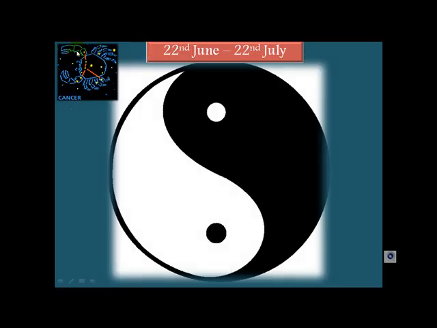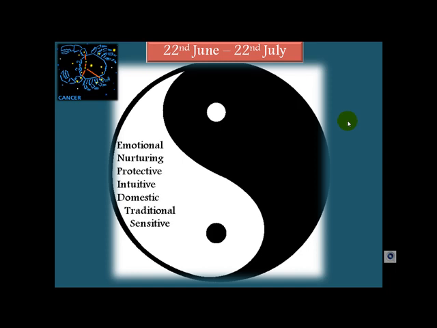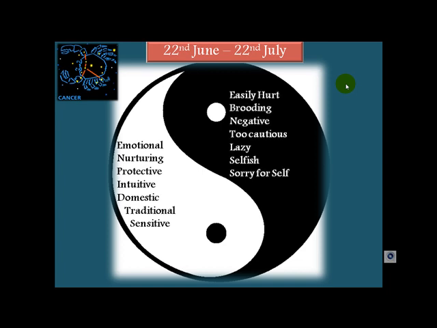And then we come to Cancer, the crab, which is the 22nd of June to the 22nd of July. This is another point in the seasons, which is either the winter or summer point, depending on what hemisphere you live in. And we have emotional, nurturing, protective, intuitive, domestic, traditional, and sensitive. This is all to do with the home and the crab. And they can be like a crab, they like to bury themselves in the sand, and they are quite protective and can be quite shy. And they get easily hurt. They can brood, be quite negative, overly cautious, lazy, selfish, and sorry for themselves.